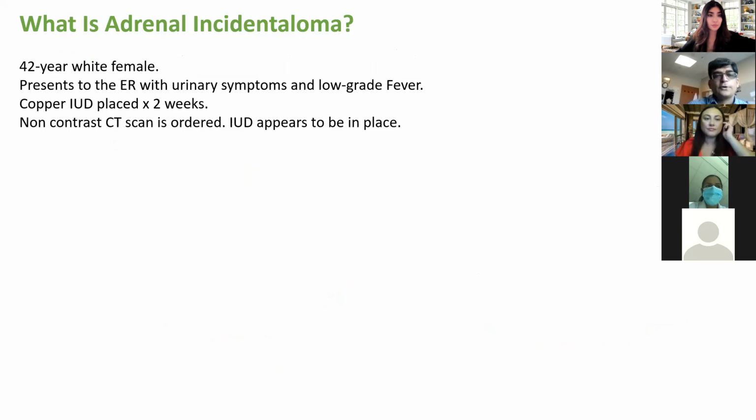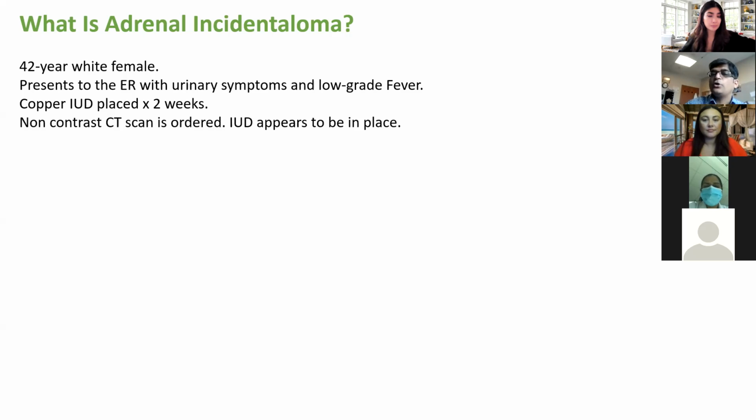All right, so let's initially talk about adrenal incidentaloma. That's the first part of the talk. I'll present a case that I've seen in the clinic, and then I will discuss what the management or approach should be when you see these kinds of patients. So, a 42-year-old female was seen in the ER because she was having some urinary symptoms and low-grade fever. Her symptoms started after an IUD was placed 2 weeks before her presentation. She went to the ER, and there was a concern that the IUD might have been displaced or come out, or perforated.